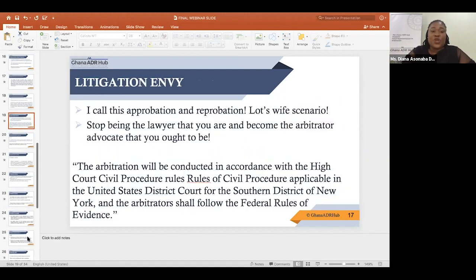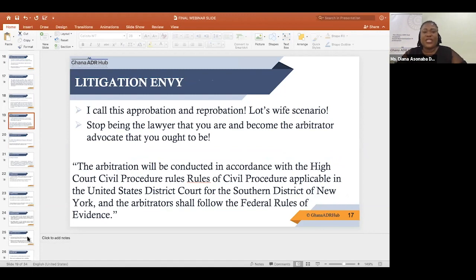Now, the other sin you also want to avoid is the sin that Townsend classifies as the litigation envy clause. That is the Lot's wife scenario. You know, for those of you who have been in litigation for many years, sometimes when you move into arbitration, you carry with you some of the attributes of litigation, and you tend not to cut these attributes off from yourself.